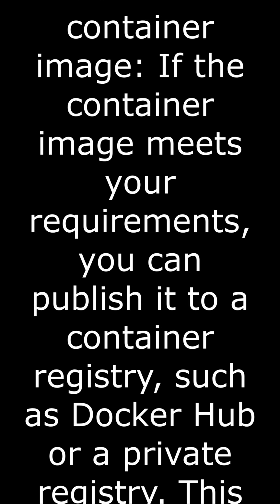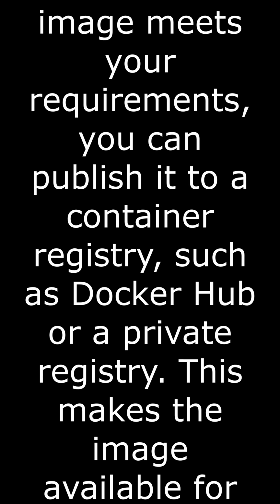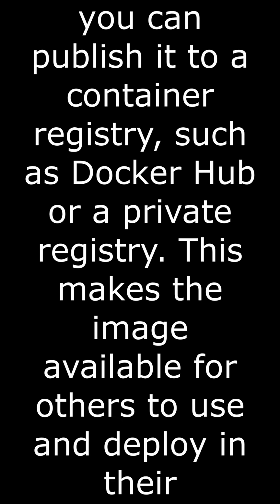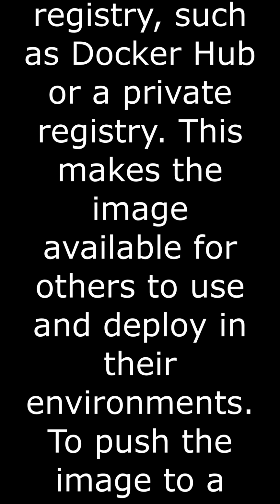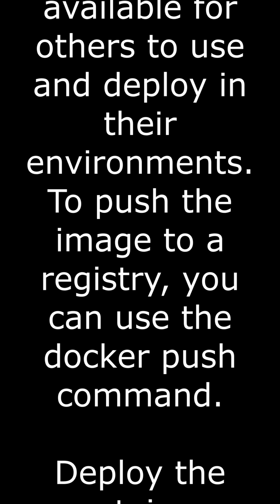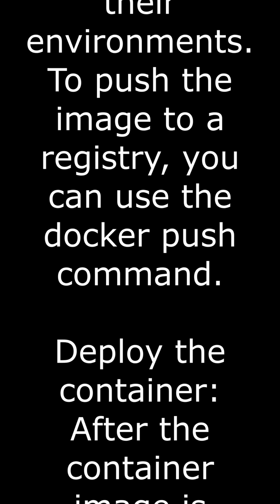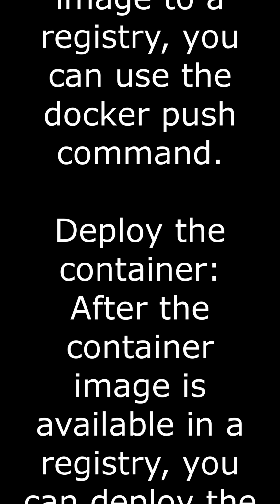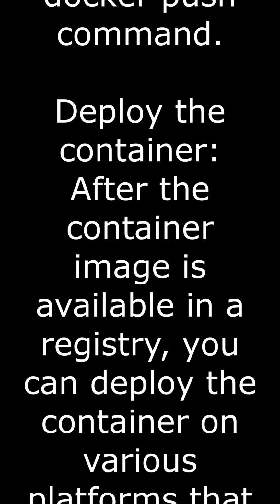Publish the container image. If the container image meets your requirements, you can publish it to a container registry, such as Docker Hub or a private registry. This makes the image available for others to use and deploy in their environments. To push the image to a registry, you can use the docker push command.